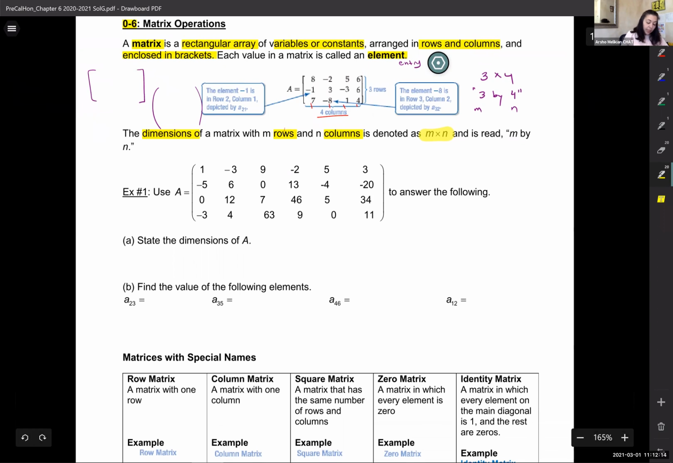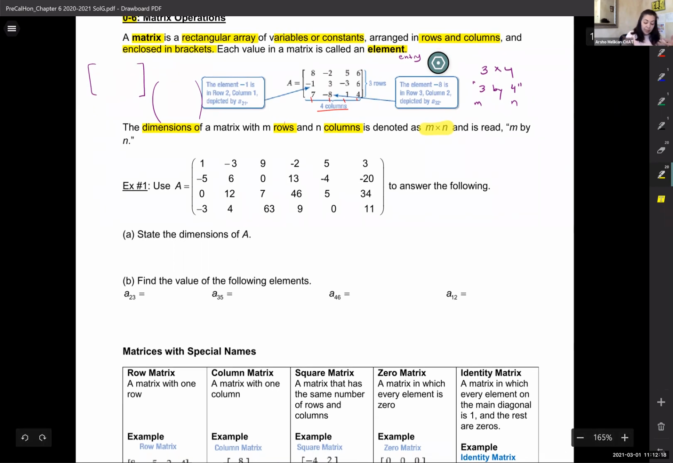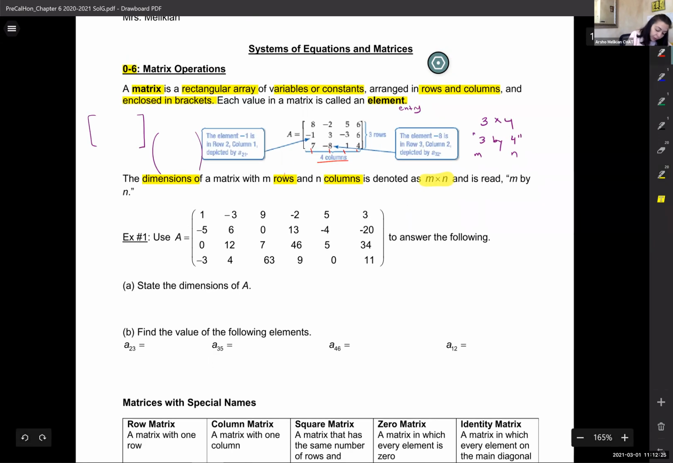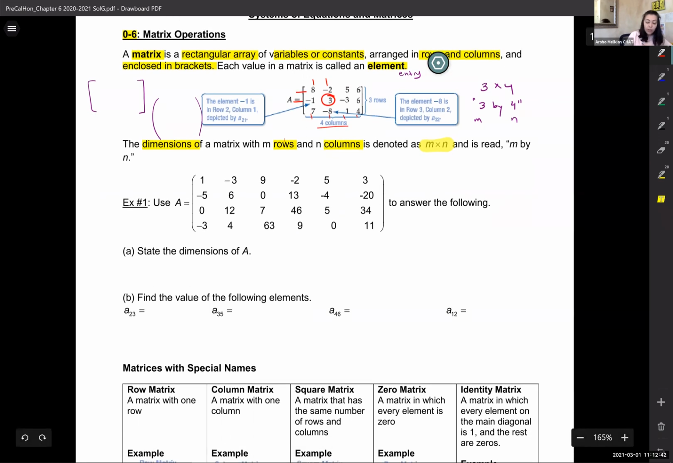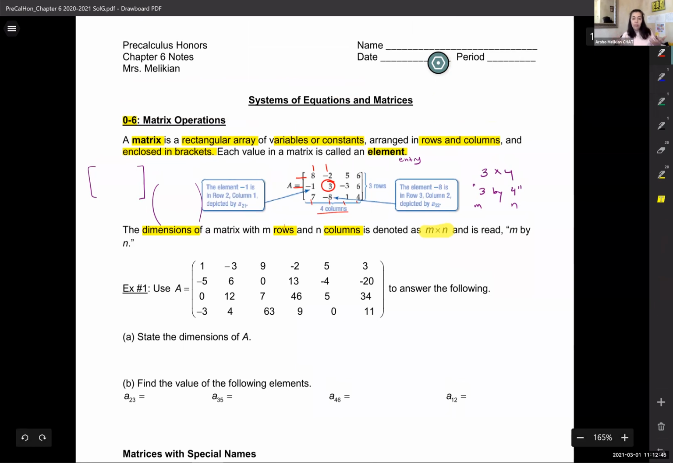Okay. Now, each of the elements then also has its special name, right? So if I were to look at this element here, number 3, where is the spot for element 3? Well, element 3 is in the second row, the second column, right? That's in the second row and the second column. So how are we going to label that?